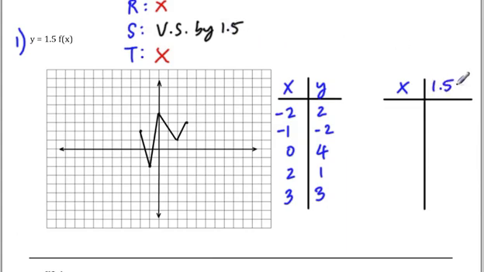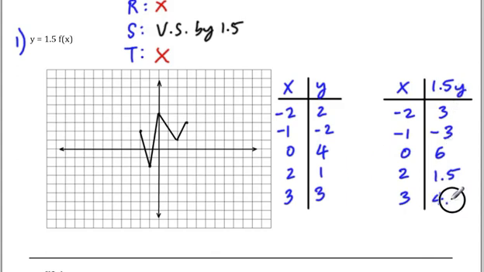So 1.5y. If we do this, the y values become -2, -1, 0, 2, 3. Since all of these get multiplied by 1.5, 2 times 1.5 is 3. -2 times 1.5 is equal to -3. 4 times 1.5 is 6. 1 times 1.5 is simply 1.5. And finally, 3 times 1.5 is 4.5.